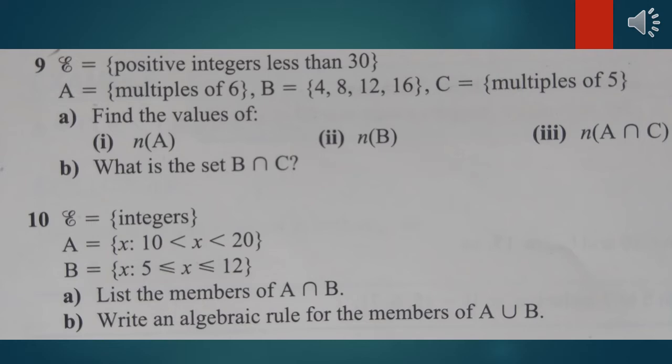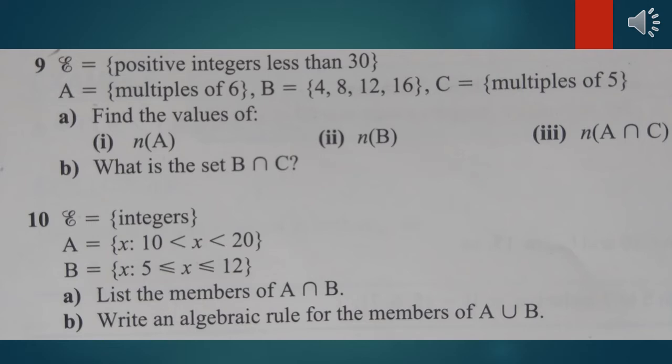n(B): straight away you can see how many elements there are. 1, 2, 3, 4. 4 is 1, 8 is 2, 12 is 3 and 16 is 4. So n(B) equals 4.